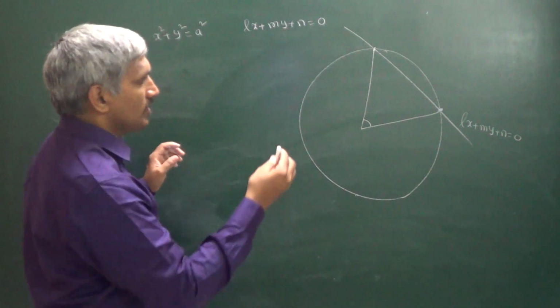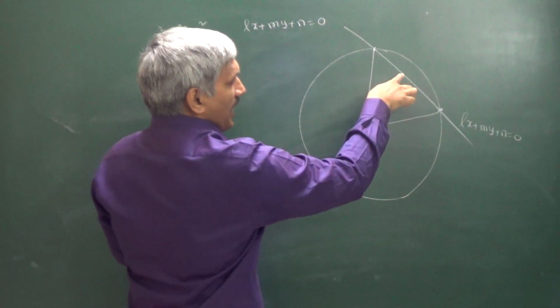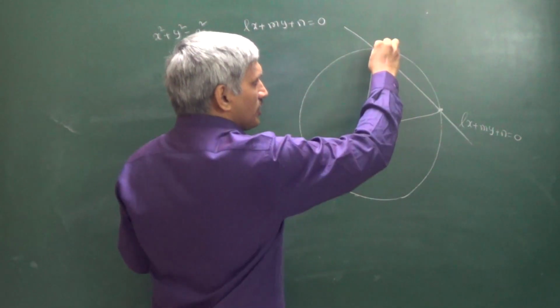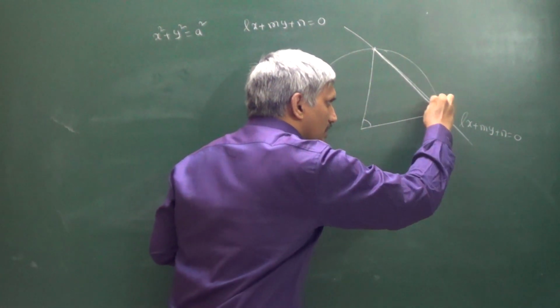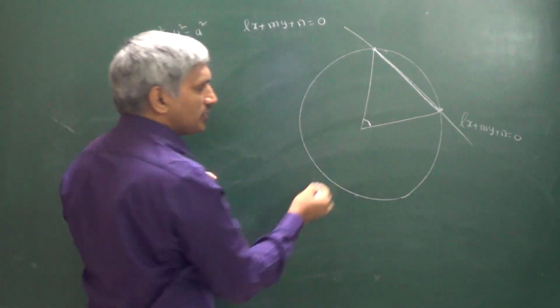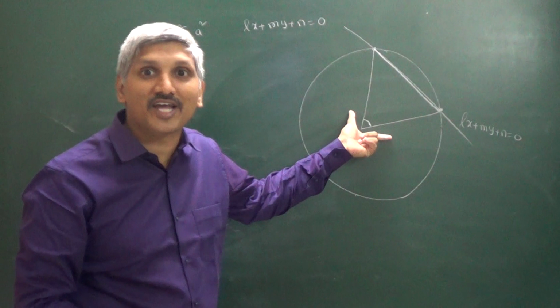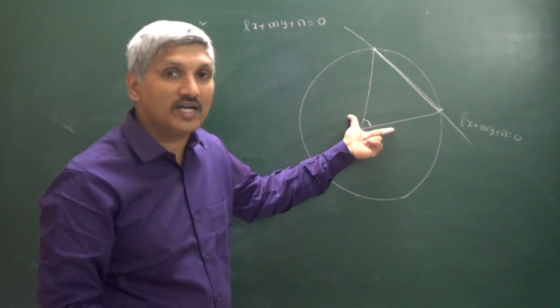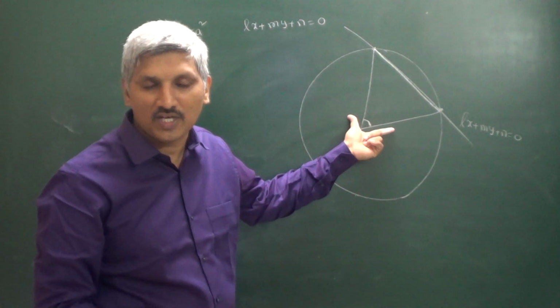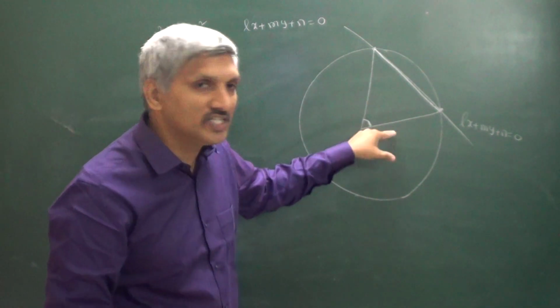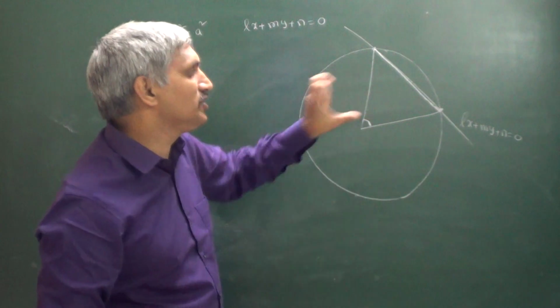That means the circle and the line are intersecting at this point. What is it saying? This subtends 90 degrees at the origin. That means the angle between these two straight lines is equal to 90 degrees. How to get the angle between these two straight lines? For finding the angle between two straight lines, we require these two lines. How to find these two lines?